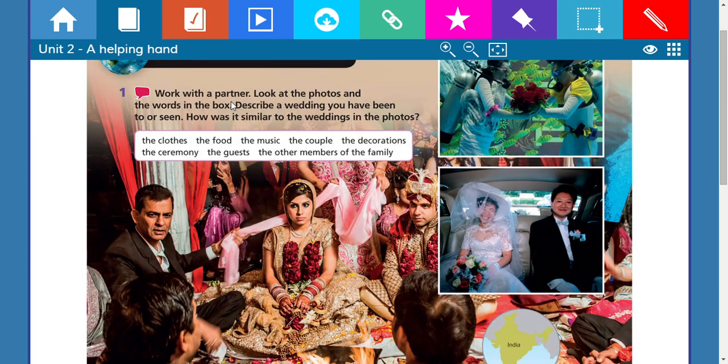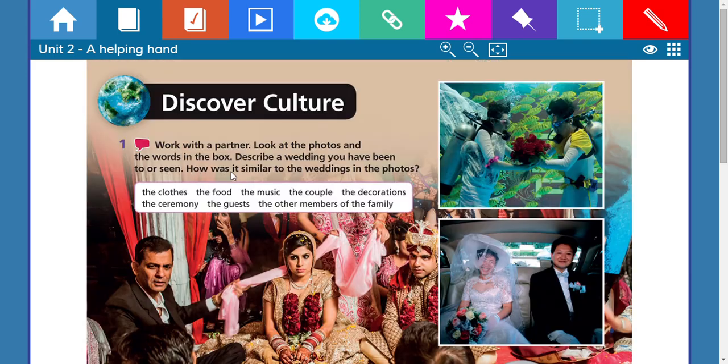Now, work with a partner, look at the photos, the words in the box. Describe the wedding you have been to or seen. How was it similar to the weddings in the photos? For example, we have the clothes, the food, the music, the couple, the decorations, the ceremony, the guests, the other members of the family.